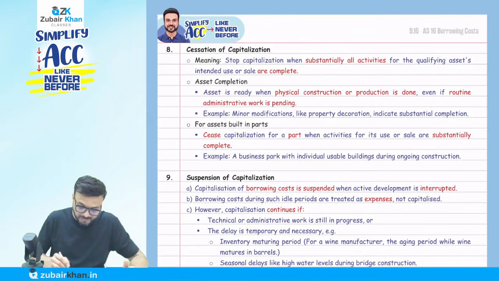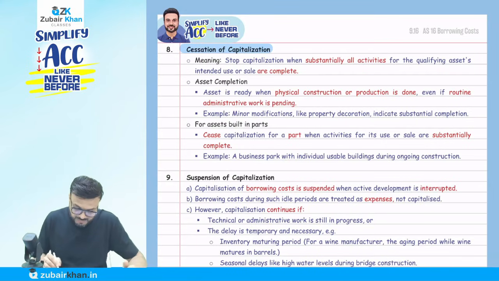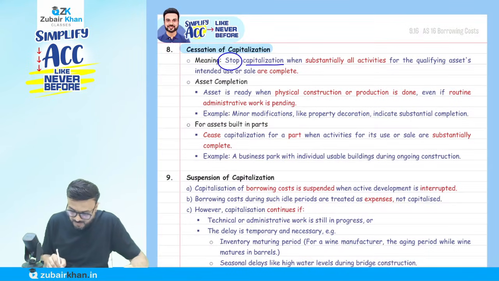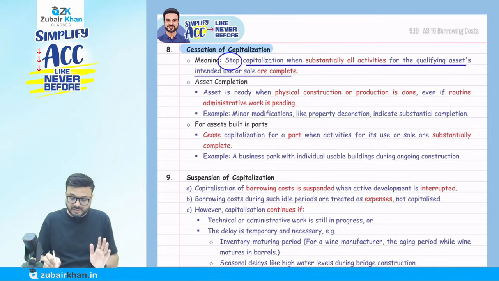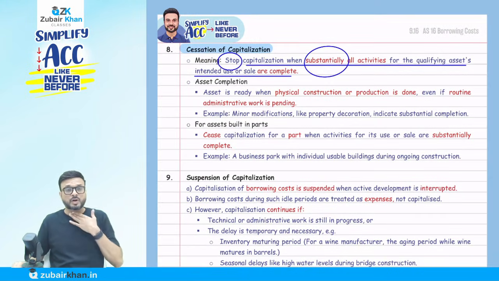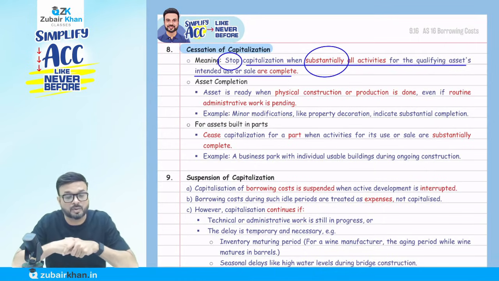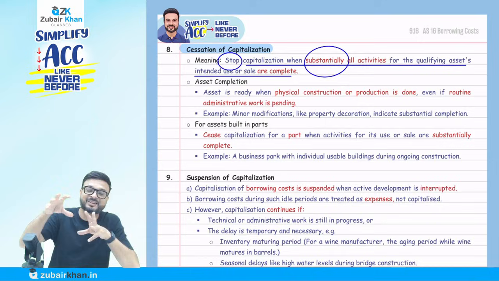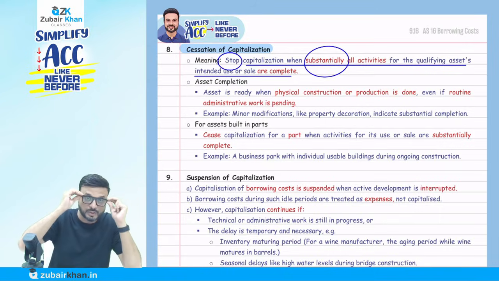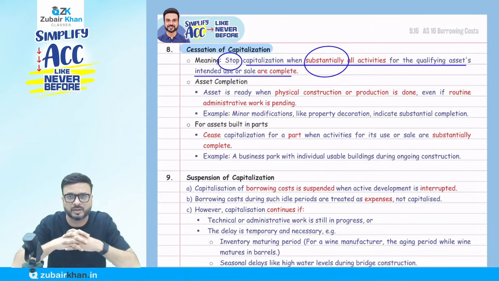Then this is cease. Cease means when should we stop the capitalization? It says that you stop capitalization when substantially all activity for the qualifying asset intended for use or sale is complete. Substantial means almost every work, almost 100%, has been completed. Otherwise, if they say all activities, people may argue that the bulb at the entrance of the building is not working. So they say substantially means almost, not necessarily 100%, but almost all work has been completed.